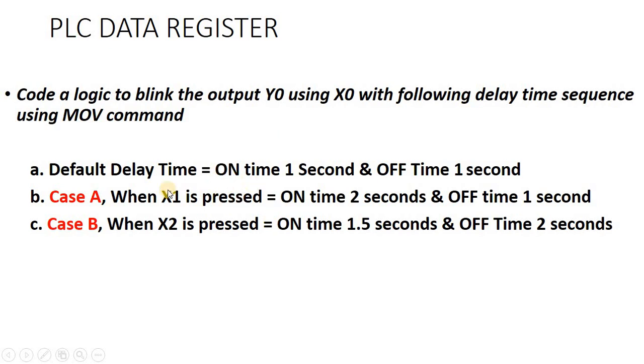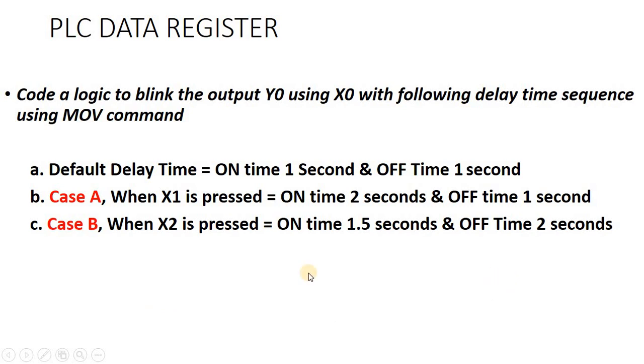If I use a single timer with the help of a data register, I can solve this problem. So basically my question is, I need to blink Y0 with the help of X0, but the default time should be 1 second on and 1 second off. But when case A is activated with the help of X1, the default time is changed, and with case B also, the default time is changed.